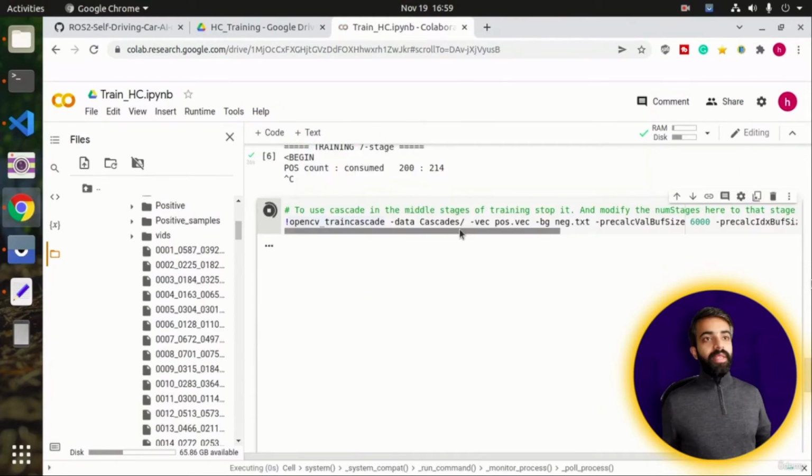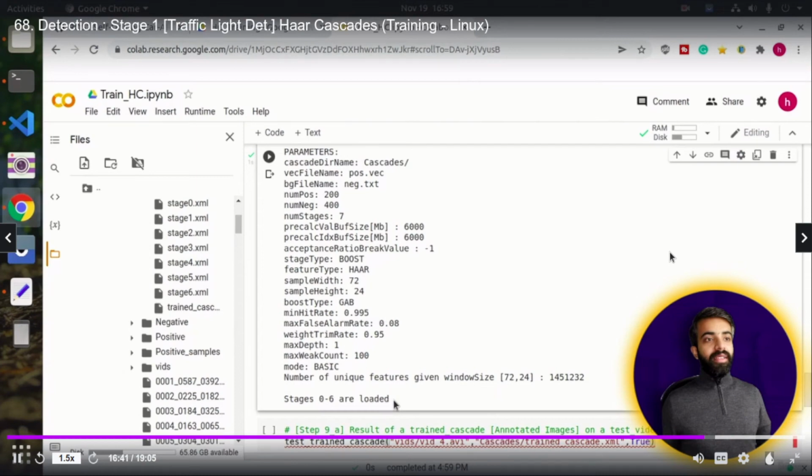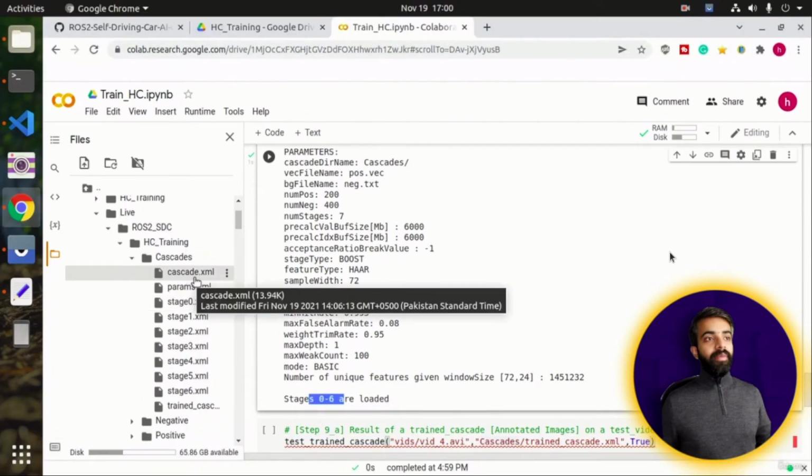Because I have up to 6 stages already completed, I simply change the number of stages to 7. This says that stages 0 to 6 are already loaded, and it creates the cascade.xml. Once this cascade.xml has been created, I can simply test it using a video that is present inside my training directory. Now, when I execute this, you will see the results.